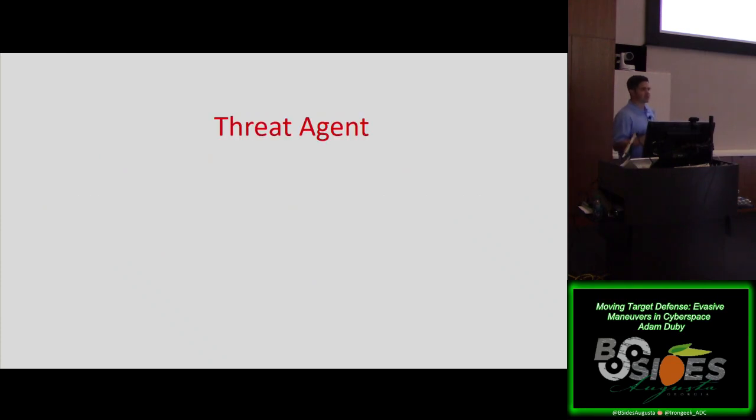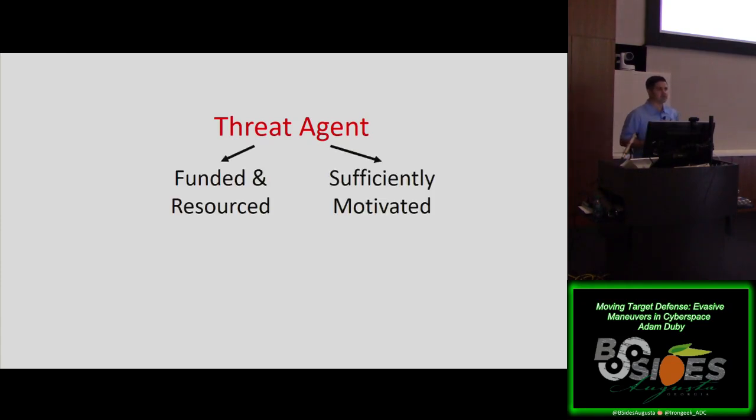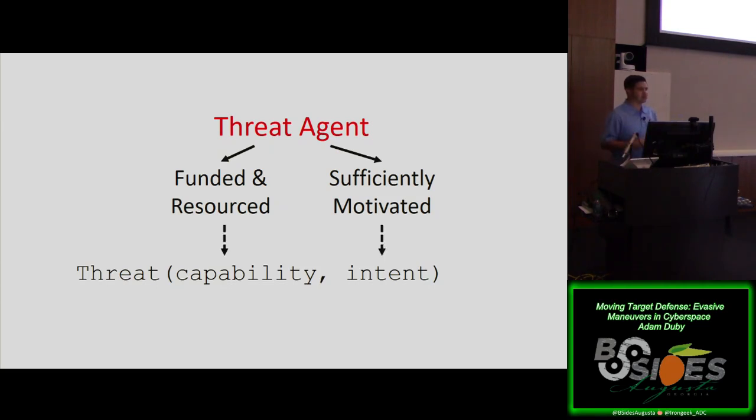So let me formalize a threat agent. There's a lot of threat models out there, but across all the threat models, I've seen two common things: that a threat is funded and resourced and is sufficiently motivated to conduct an attack to begin with. Therefore, we can summarize a threat as a function of a capability and intent. And it's the sufficiently motivated piece that drives moving target defense as a defensive strategy.